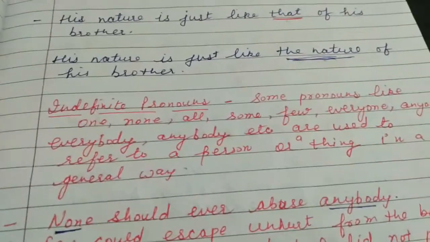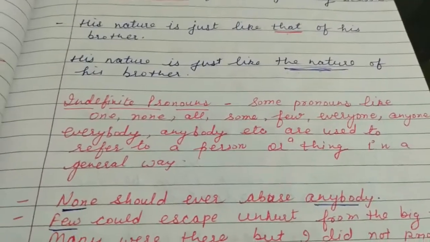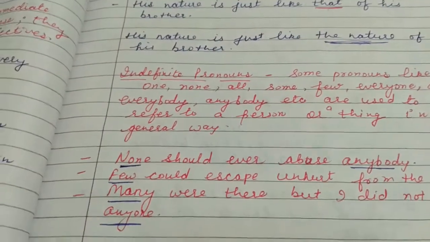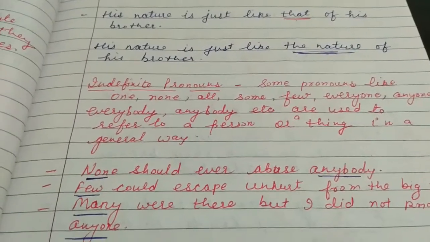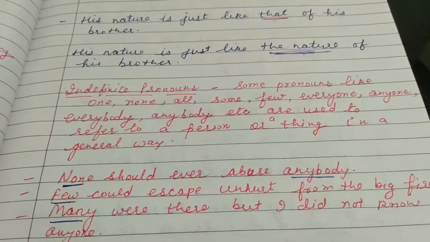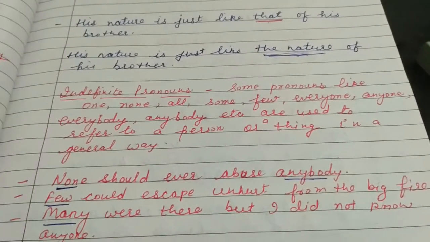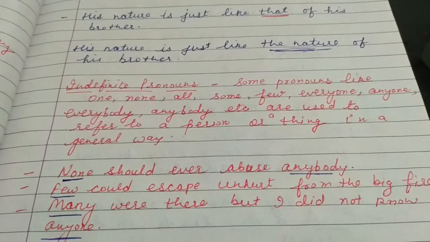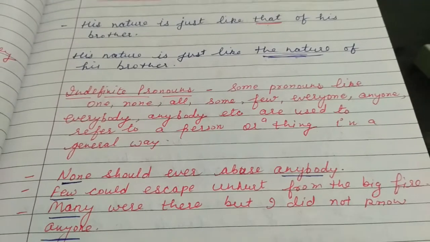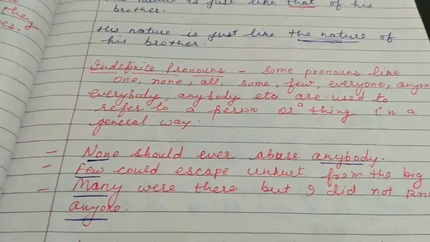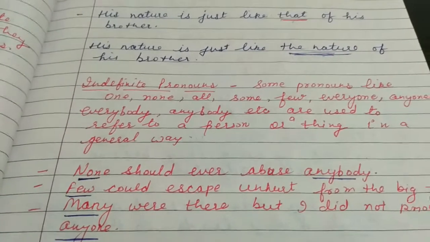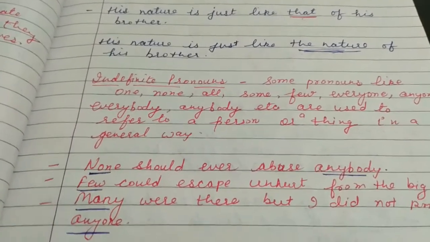After this, the next type we have is indefinite pronouns. What is indefinite? It means which is not for a particular person. Some pronouns like one, none, all, some, few, everyone, anyone, everybody, etc. are used to refer to a person or a thing in a general way. Generally means not for any particular person. It is for all.